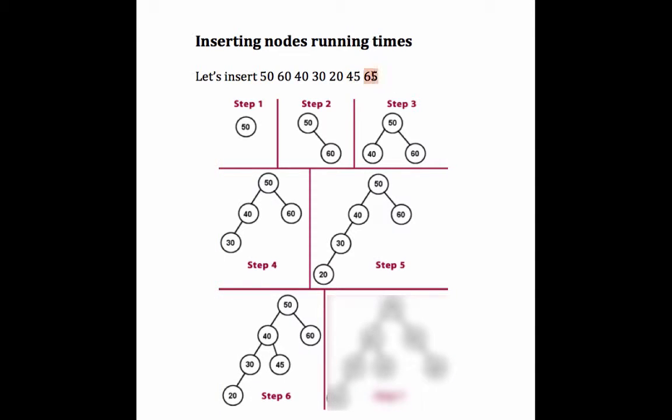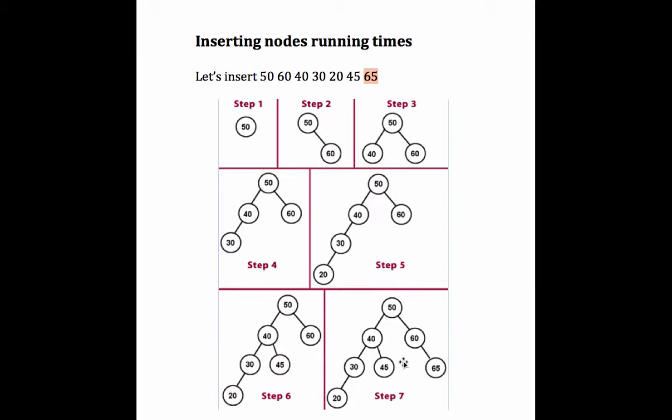And finally, let's insert then 65, and then we start in the current tree, which is this one here. 65 is greater than 50, we move to the right. 65 is greater than 60, we move to the right, and we realize that the right child of 60 is available, so we insert 65. And this is the final binary search tree.